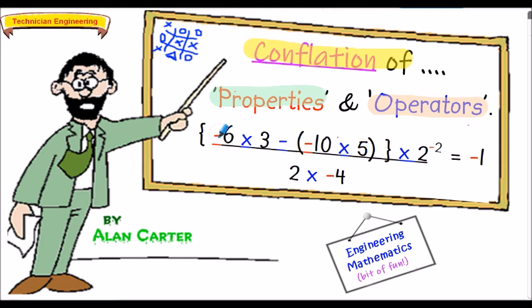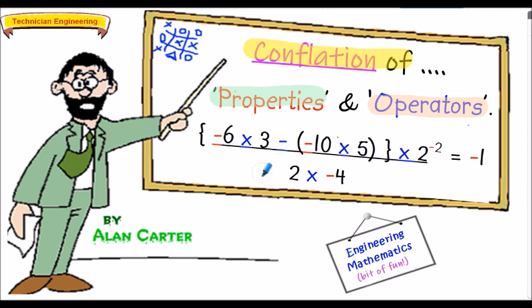line here, -6 multiplied by 3 minus, in brackets, -10 multiplied by 5, and then the curly bracket is now multiplied by 2 to the power of -2, and that's all divided by 2 multiplied by -4. Evaluating, the answer is -1.